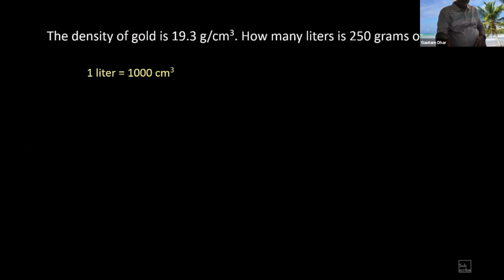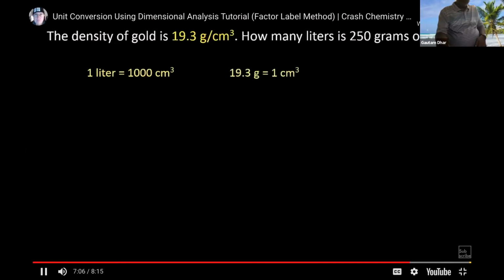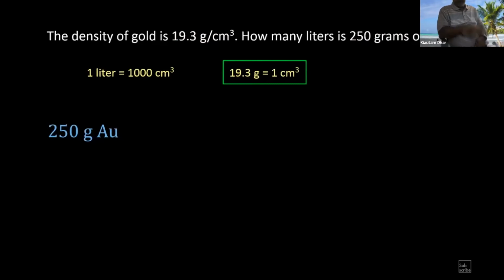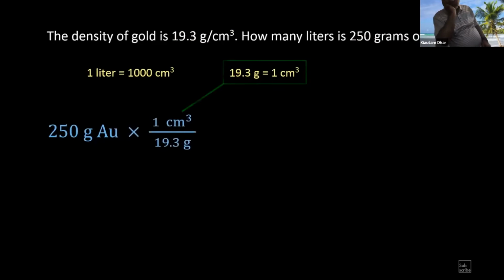For the purposes of solving the problem, it might be easier to write out gold's density as 19.3 grams equals 1 cubic centimeter. We start with the amount given in the problem, 250 grams of gold. Note that 19.3 grams per cubic centimeter is not a specific amount. It is a unit relationship, which is used in conversion factors. We want to get to volume, so the density gives us a way to do that, with grams, the unit given, on bottom, and cubic centimeters on top.